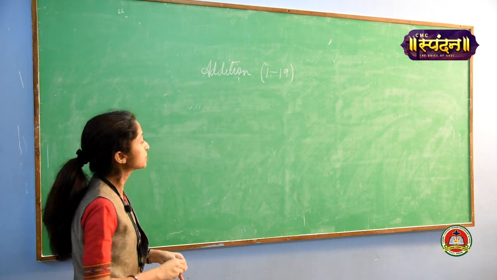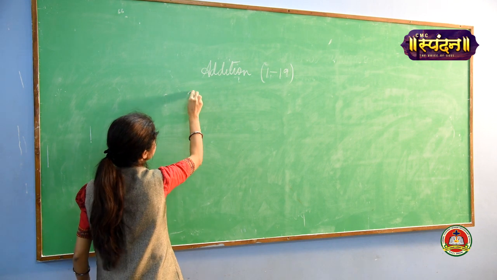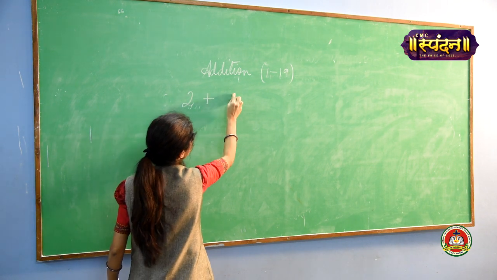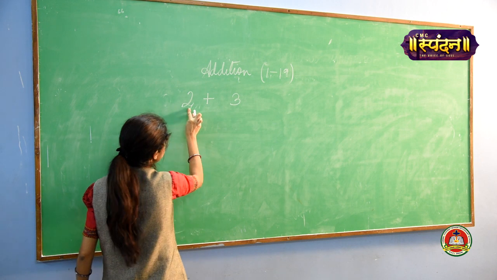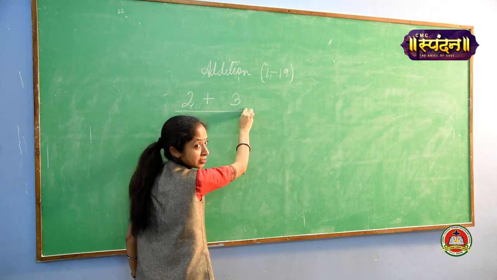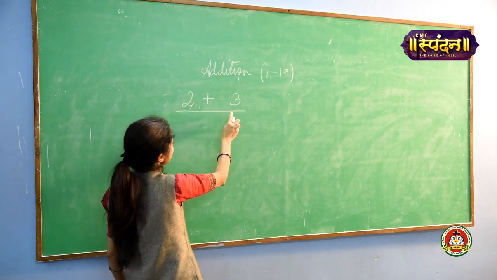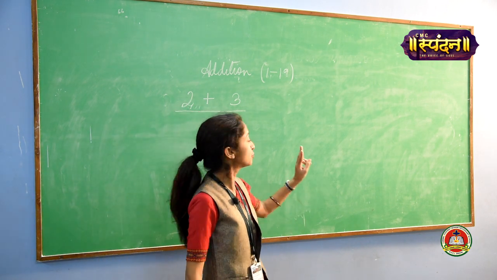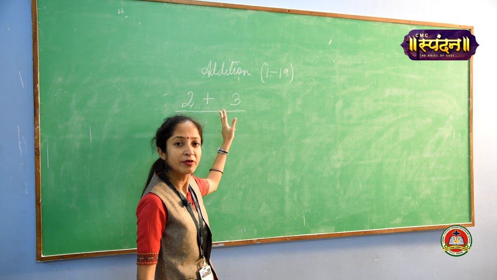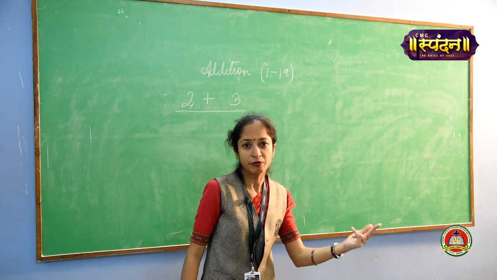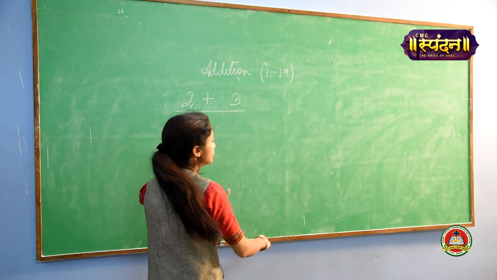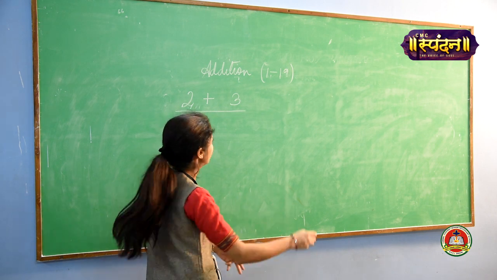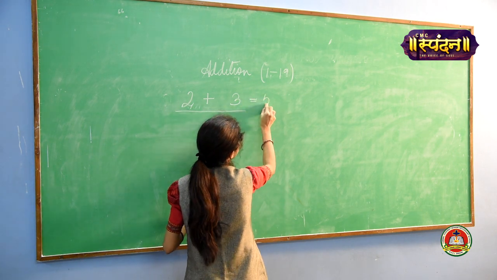Okay, suppose I have written number 2 plus 3. These numbers are lying in the same line, so it is horizontal. Okay, first we are already having 2. Now we are going to count 3 more to it. So we will move next 3. We are already having 2. Next is 3, 4 and 5. So we will get over here 5.